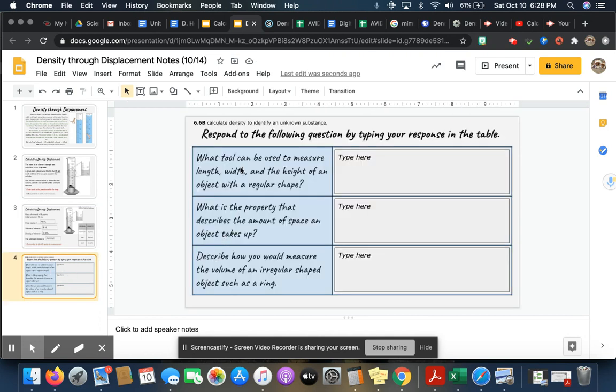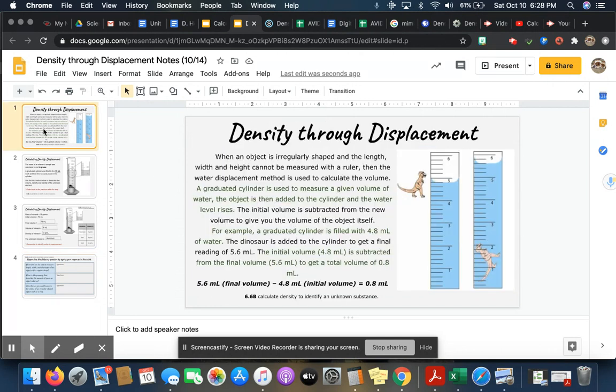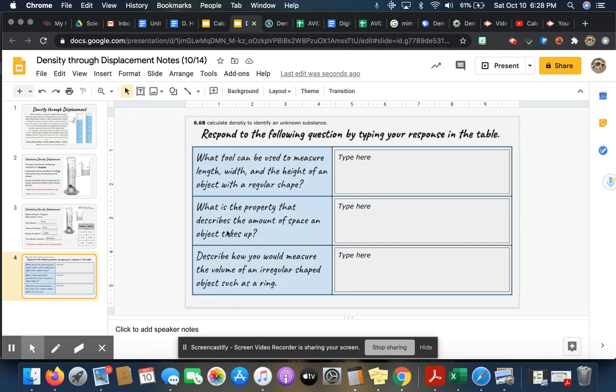Final slide. What tool can be used to measure the length, width, and height of an object with a regular shape? So you're going to go back up to this slide and reread it. And it does say within this first paragraph what tool you use if you're trying to locate the item of a regular shape. Okay? Displacement is for irregular.